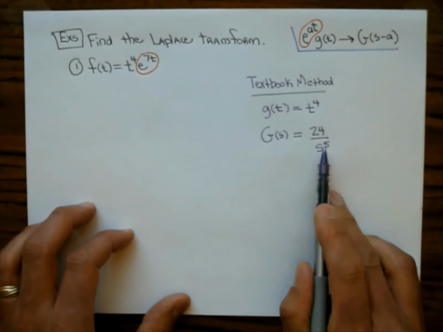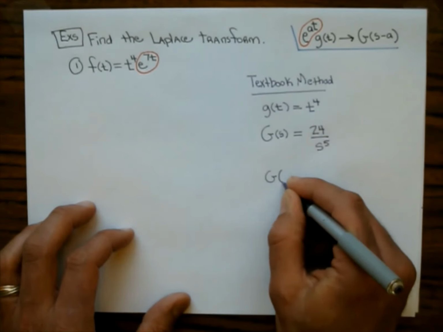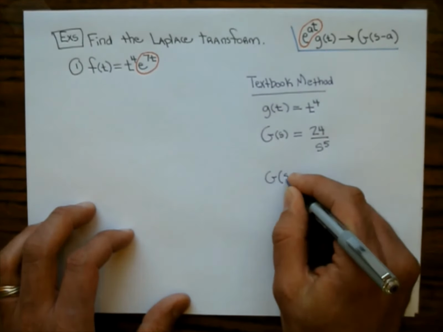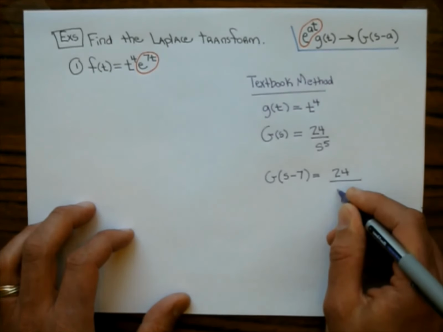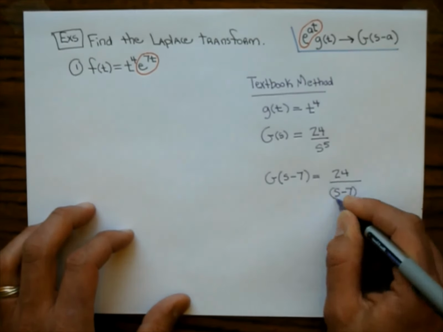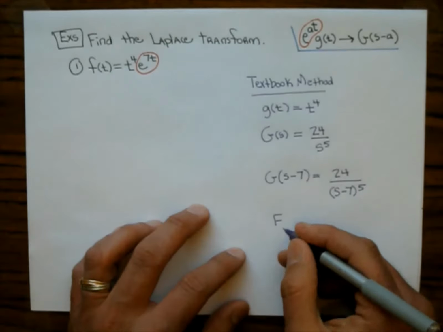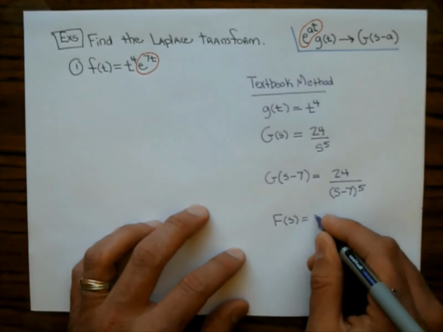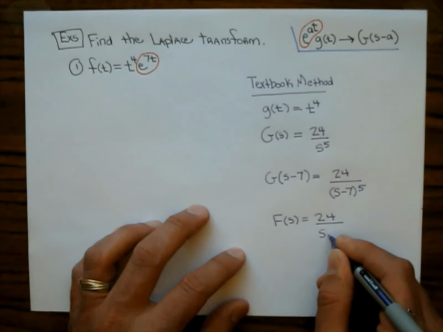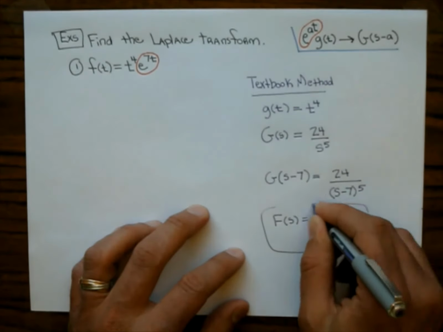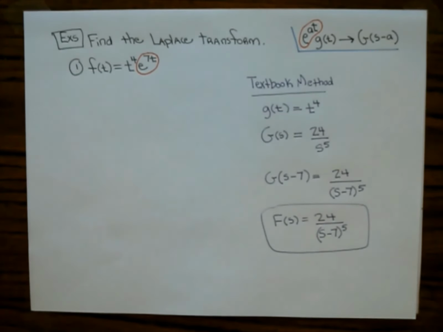Okay, so now I'm just using this as my roadmap here. I'm going to now go G of s minus a. So this is going to be G of s minus 7. And that gives me 24 over s minus 7 to the 5th. So we have just found the Laplace transform of f of t. It happens to be 24 all over s minus 7 to the 5th power. And so there's the textbook method, and that method will work all the time.